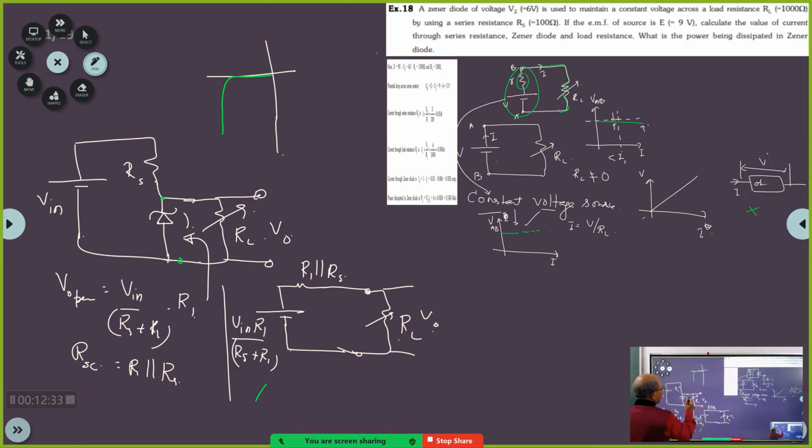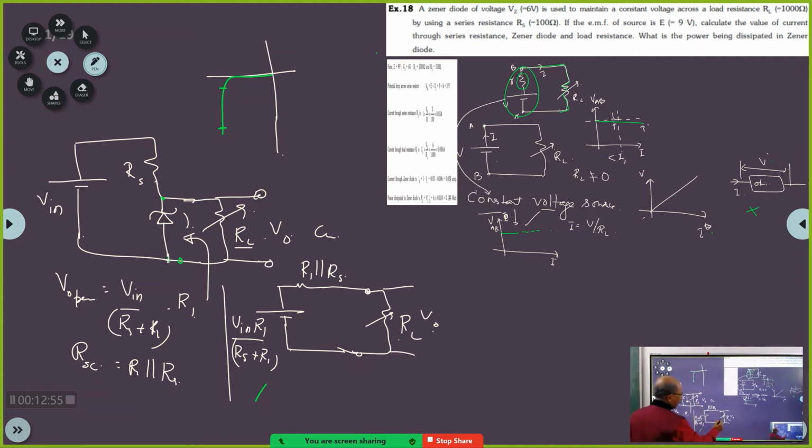If the load resistance varies, then the current through the Zener will vary between these 2 points. But the voltage across the Zener will not vary so much. So for all practical purposes, you can consider this output voltage to be constant.